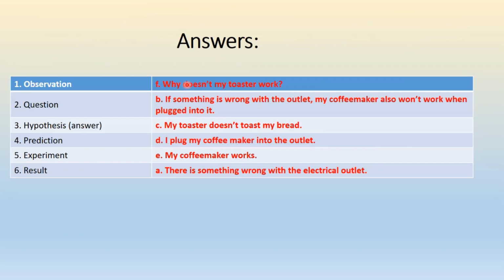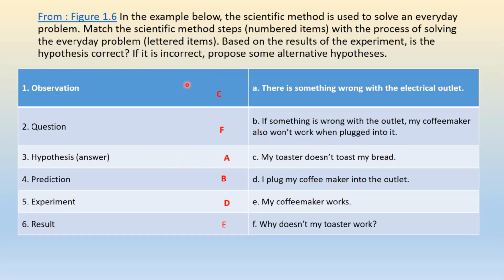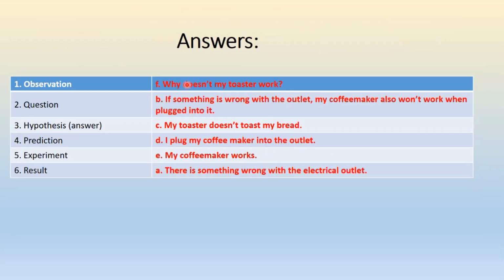So if the prediction or the hypothesis there is, why doesn't my toaster work? Is the hypothesis correct? If the hypothesis is incorrect, what could be the alternative hypothesis? I'm saying if it's not correct, you can just say it's not correct. You could say my coffee maker doesn't work.